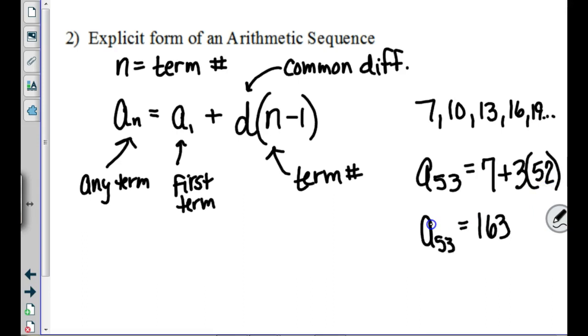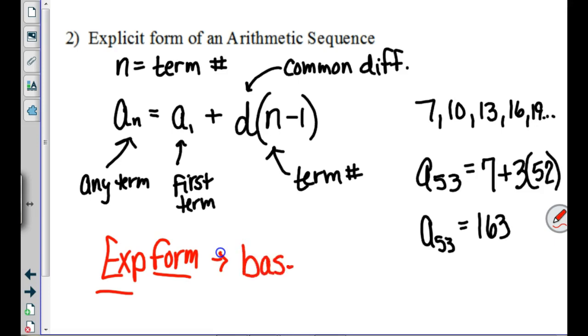Okay. So an explicit form is based on the term number, okay? Whenever it says explicit form of an equation, it means it's based on the term number n. Okay, it has to have an n in it.